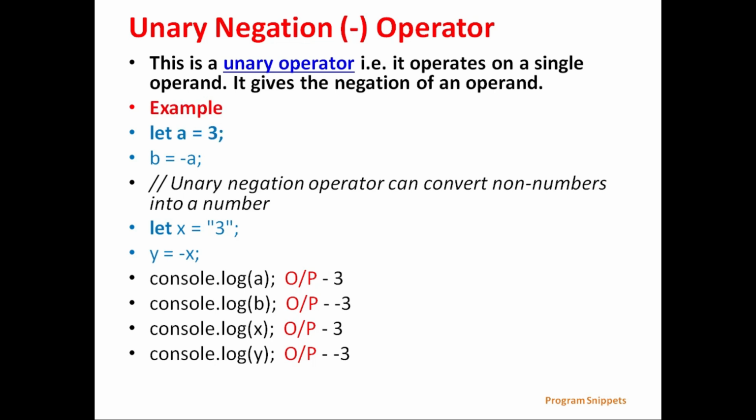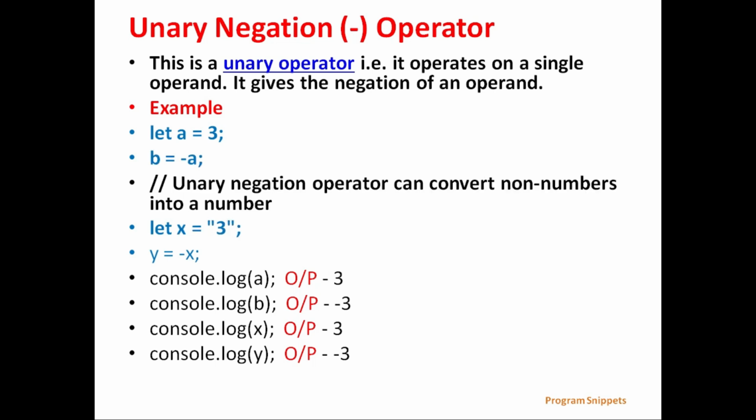For example, here we assigned 3 to a, and we'll assign minus a to b. And if we give x equal to 3 in string, and if we give minus x to y, and when we print a, b, x, y, with a it will give the output 3 and with b it will give output minus 3. With x it will give output 3 as a string and with y it will give the output minus 3. That is, unary negation operator can convert non-numbers to a number.